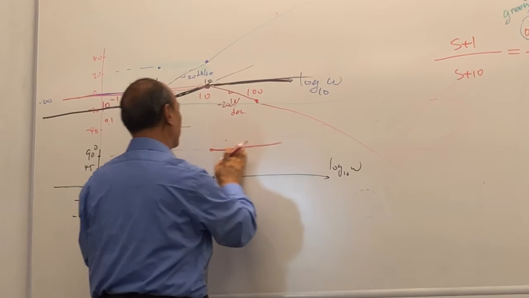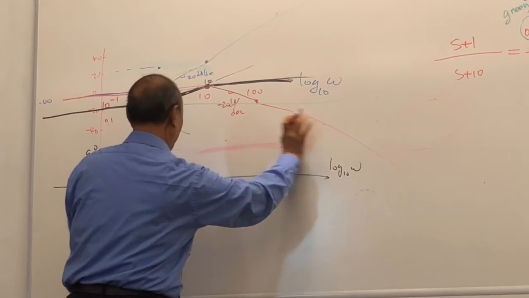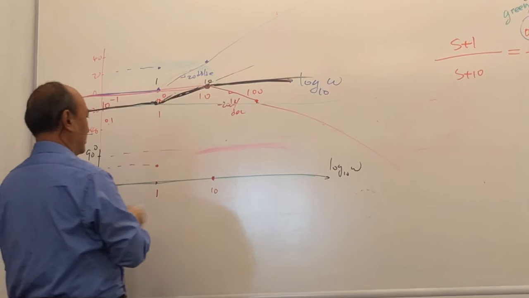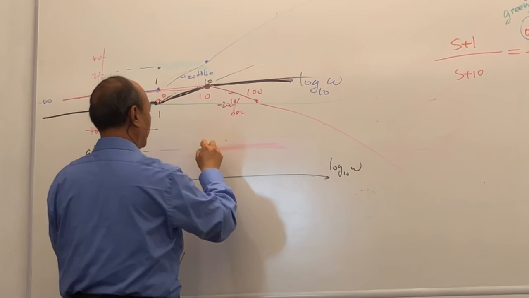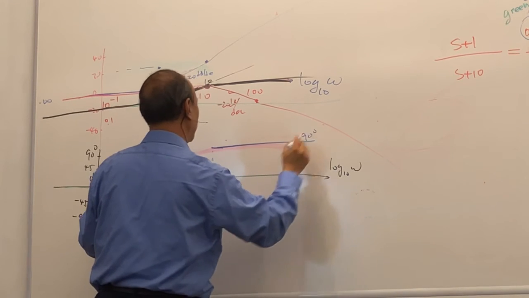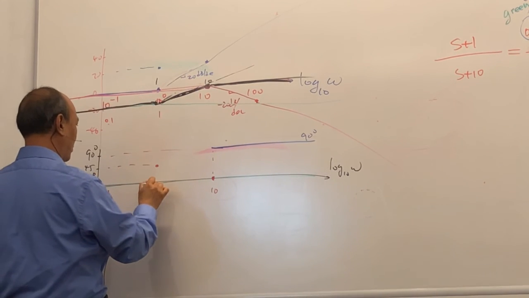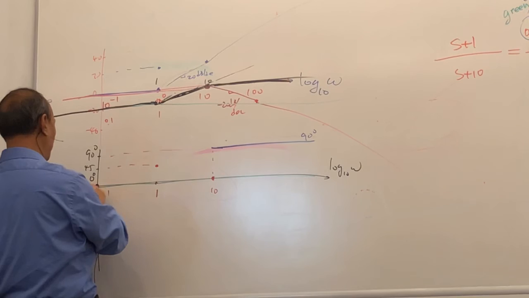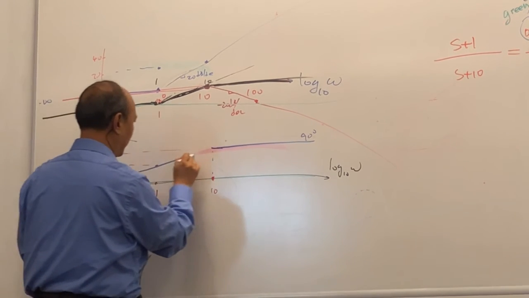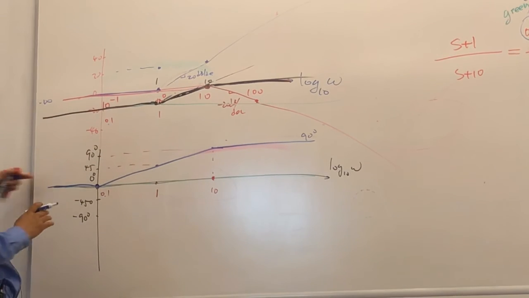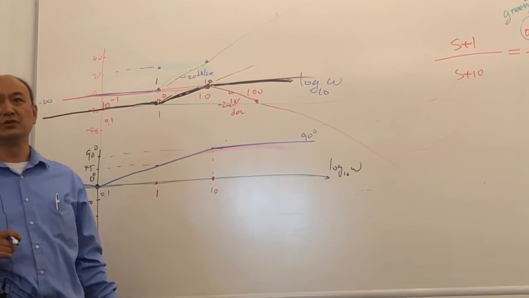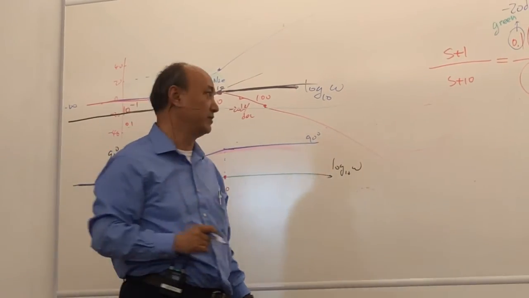Oh, I should use blue, sorry. So let me use blue. So basically I have 90 degrees at the top, but at 1 it is 45, and this one is 0. So it's 0, and this is a straight line passing 45. So this is my blue, okay? This is my blue phase portrait.